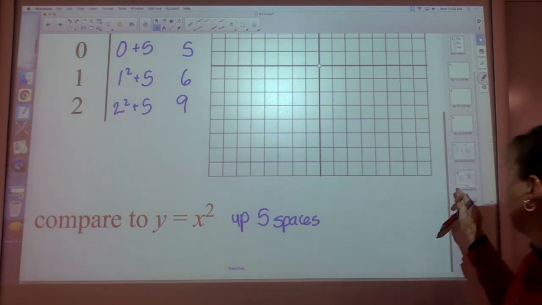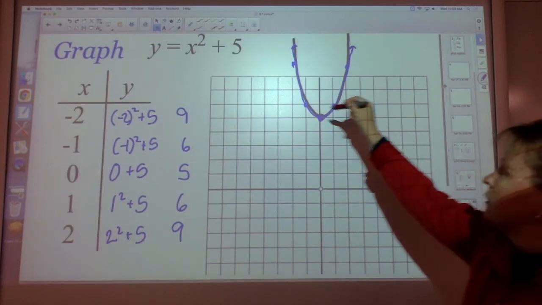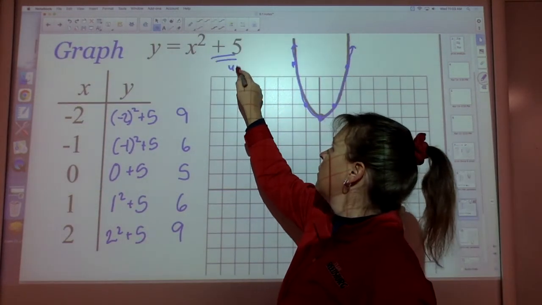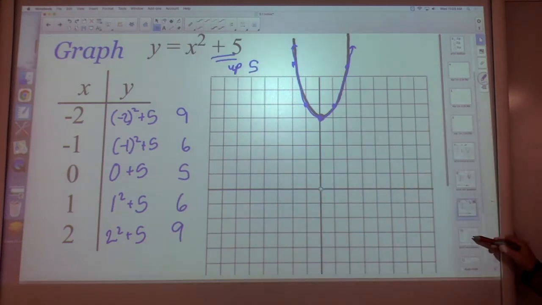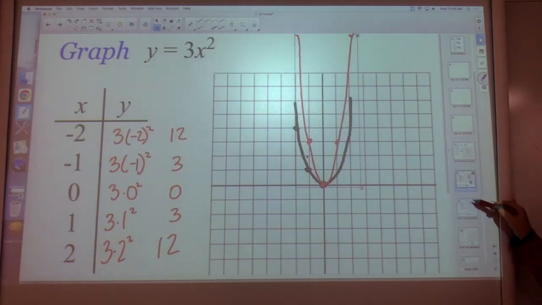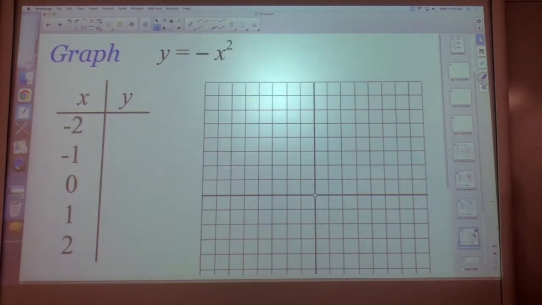And how do we know that? Because it said plus 5. Up 5. So addition is different than the multiplication that we did when it got 3 times taller. So we know what happens when we multiply. We know what happens when we add. Let's see what happens when we make it a negative.